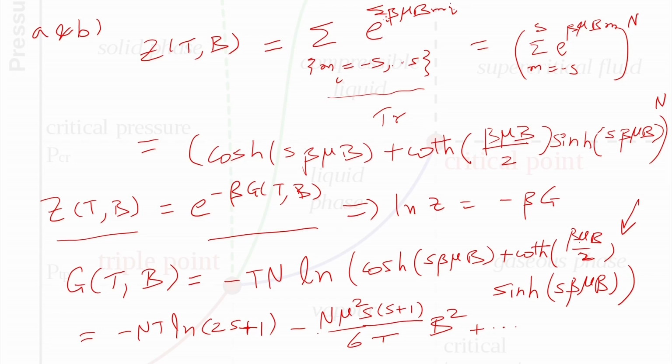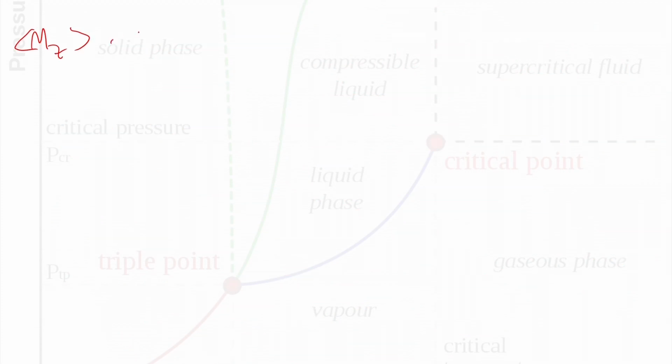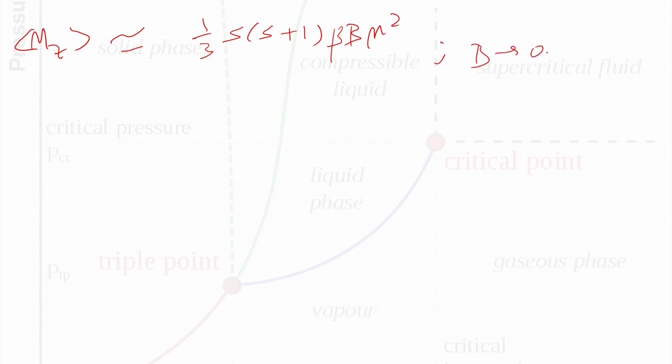Of course, I could get the general formula, which is uninteresting, but I am going to use this. If I use this, I get this result, which is basically 1/3 s(s+1) times beta B mu squared. Okay, so that's going to be my magnetization. For small magnetic field, B is small.